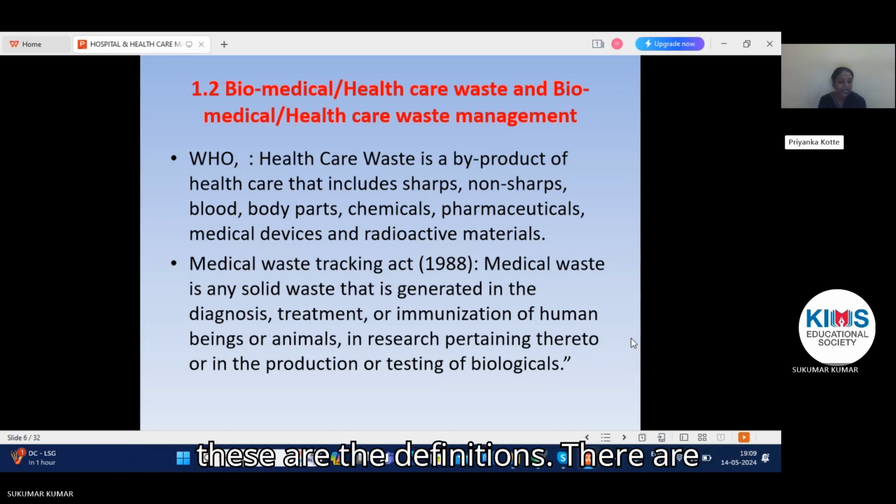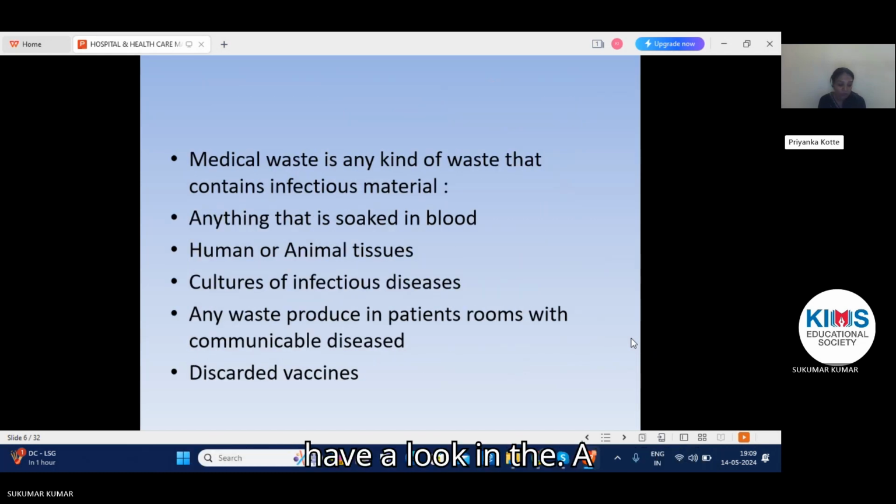So these are the definitions. There are other definitions also given. You can have a look in the textbook. Next, we'll see.